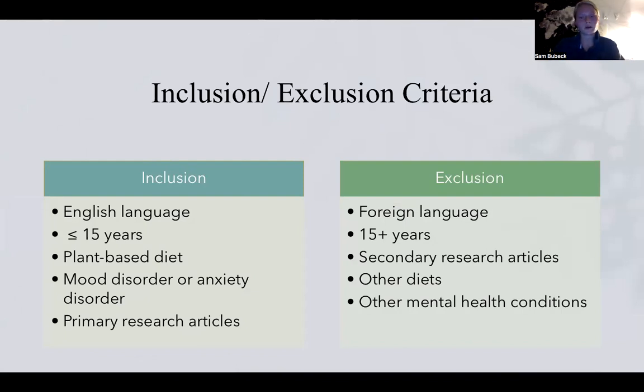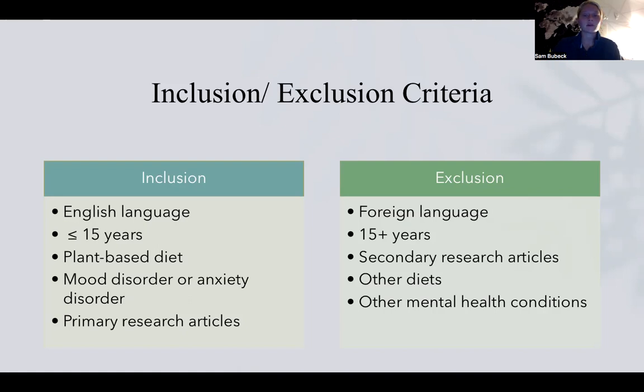And the articles that I did exclude could have been foreign in language if I had found any. I excluded any articles that were over 15 years old. I excluded any secondary research articles, which was somewhat disappointing because there were some really great ones that I eventually found out were not primary, but they were still interesting to learn from. And I excluded any research that covered other diets.